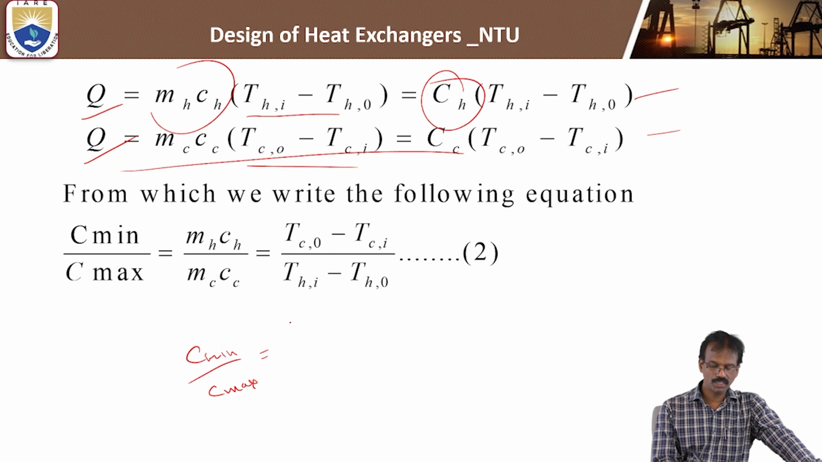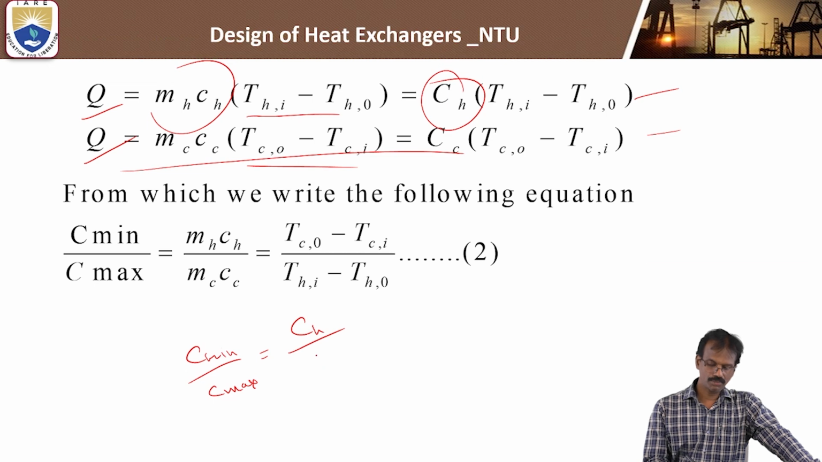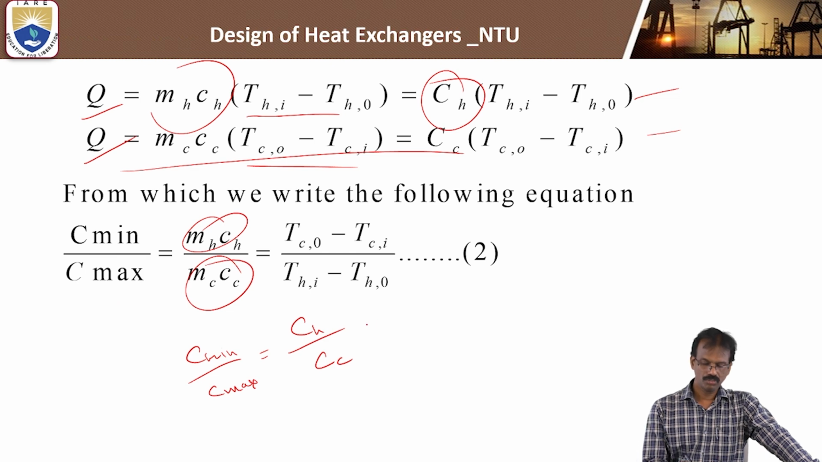C minimum is nothing but CH, we assume that CH is the C minimum. So CH by CC, where CH means MH CH and CC is nothing but MC CC, is equal to, according to this one, (TCo minus TCi) by (THi minus THo).